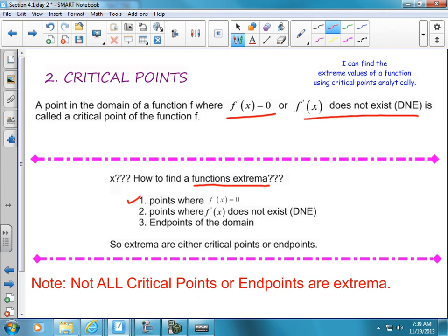We check the two places where we could have critical points, and then we also check endpoints. Those are opportunities, we'll call them, to have extrema. Not all critical points and endpoints are extrema, but all extrema, all maxes and mins, are either critical points or endpoints. This is an important distinction. If you didn't understand what I just said, read your book or listen to me say it again.